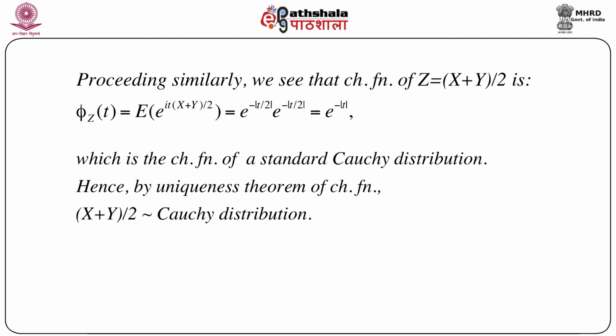Now this naturally motivates us to explore what happens when there are n independently and identically distributed standard Cauchy variables, like x1, x2 and so on to xn. What would be the distribution of (x1 plus x2 plus ... plus xn) by n? Now remember, this is nothing but the sample mean, but note that the population mean, or the moments of Cauchy, does not exist.